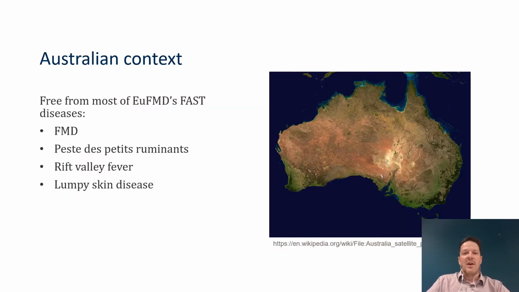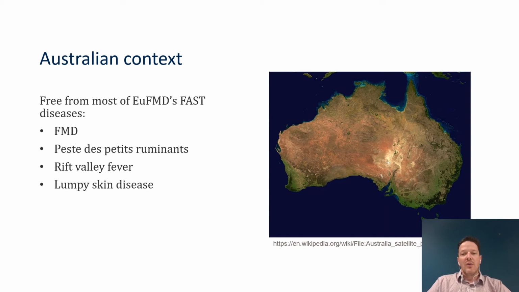Another slide on the Australian context. We're about 1.6 times the size of the EU, but a very dry continent. About 80% of the landmass is desert, as you can see in the picture here. That means we've got relatively low livestock densities. Just to put that into context, we've got about 23 million beef cattle, 2.6 million dairy cattle, and just under 70 million sheep, and about 2.5 million pigs.